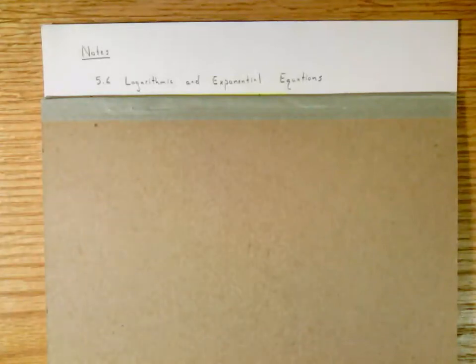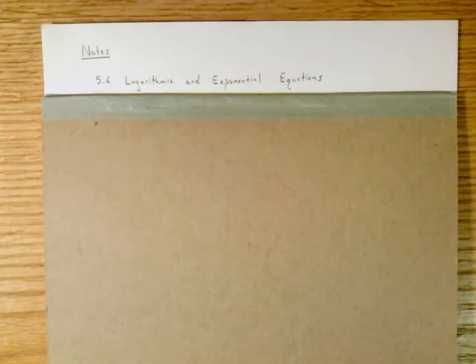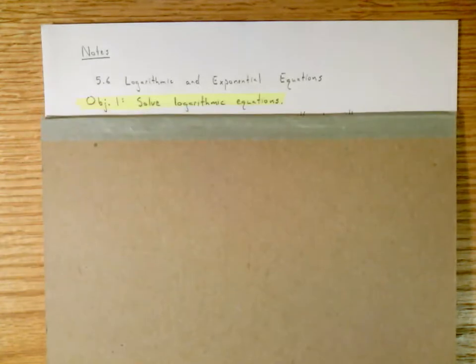Alright, welcome back everybody. Today we are going to be looking at logarithmic and exponential equations. When we start this, our first objective is going to be that we can solve logarithmic equations. And we remember that solve just means we're going to find the values of the variable that make these equations true. Okay, that's been one of our dominant directions in all of our algebra studies, to solve.